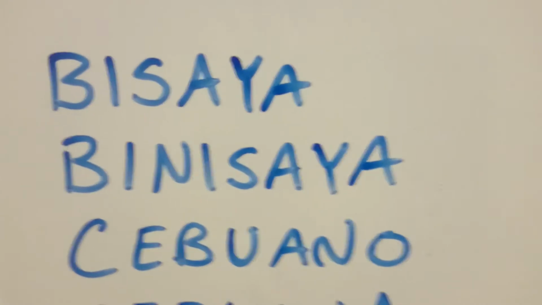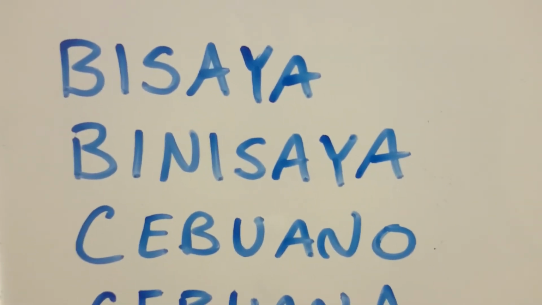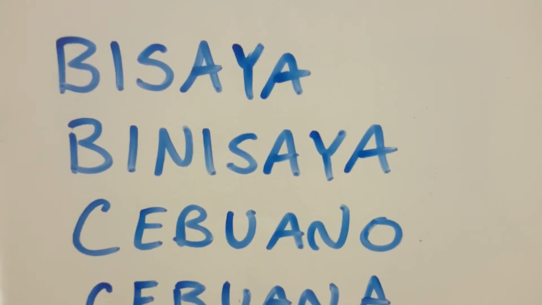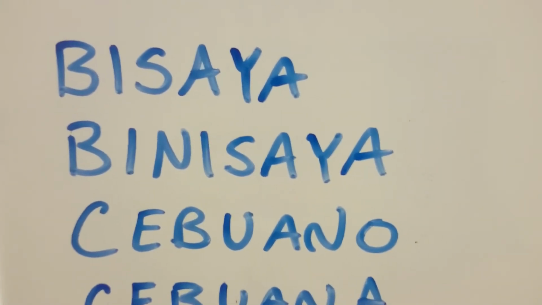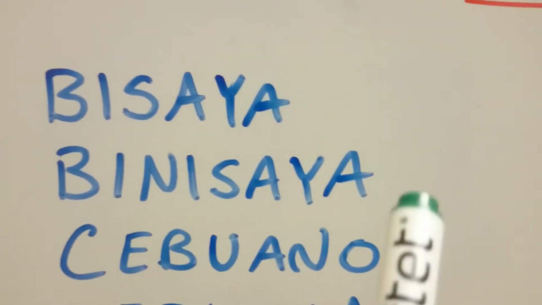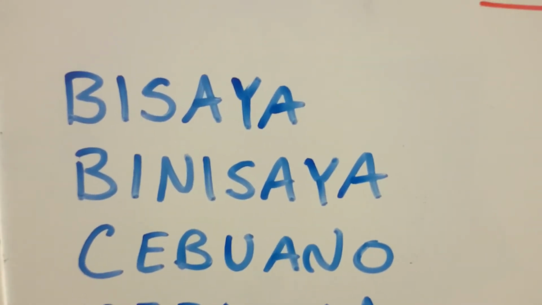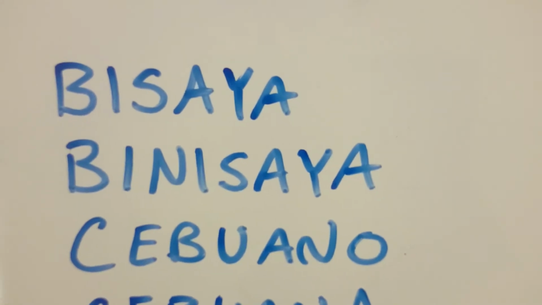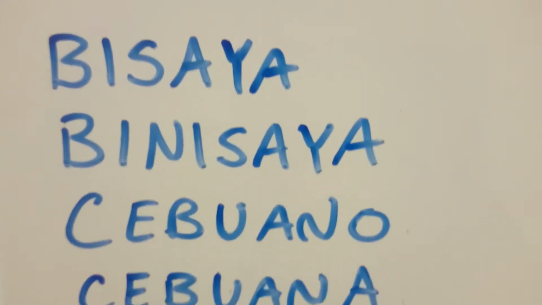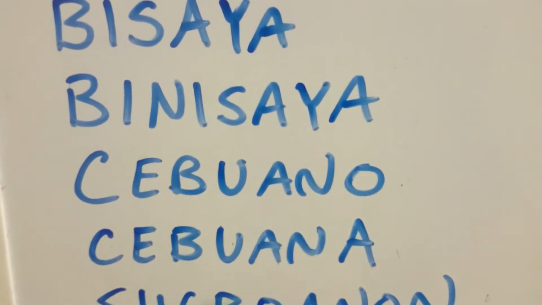So let's say that you're an expat, you're a foreigner, part of the sex trade or whatever, or fuck buddies with someone from the Visaya region, and that person speaks Binisaya. That's their language, Binisaya. And Binisaya is the Cebuano word for the Cebuano language, which takes us to the next word, Cebuano.